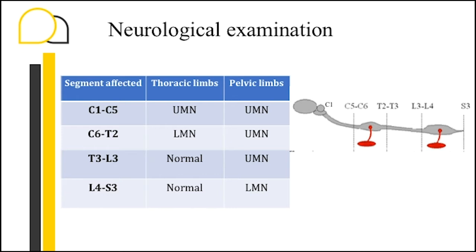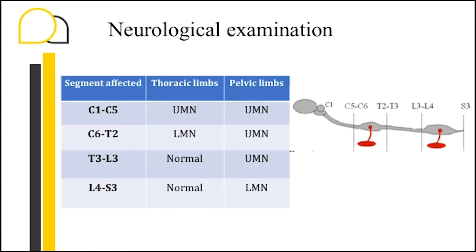So after having done this examination and having deficits in some limbs, and depending on the type of deficits that we have, we will be able to tell where the lesion is within the spinal cord. And as you know, we have 4 spinal cord segments, which are C1-C5, C6-T2, T3-L3, and L4-S3. So when we have a C1-C5 spinal cord problem, it's very likely that we have upper motor neuron signs in all 4 limbs. When we have a C6-T2 disease affecting the spinal cord, the deficits in the thoracic limbs will be typical of a lower motor neuron disease.